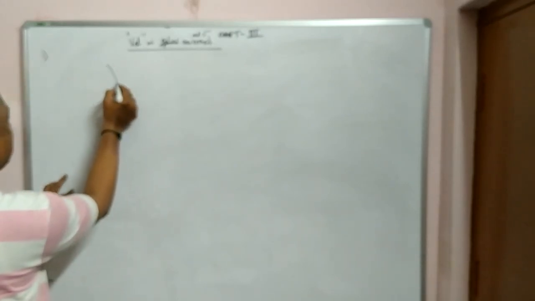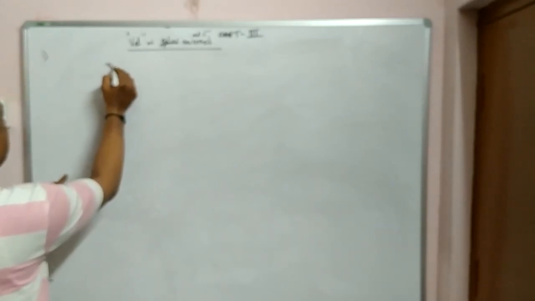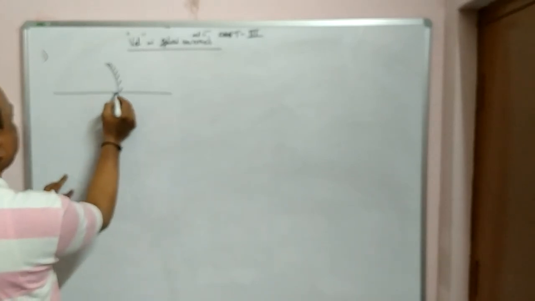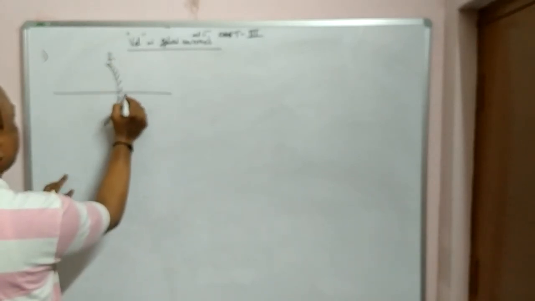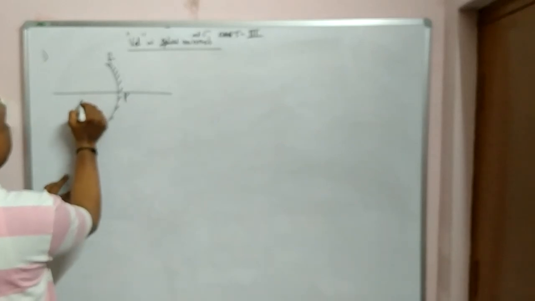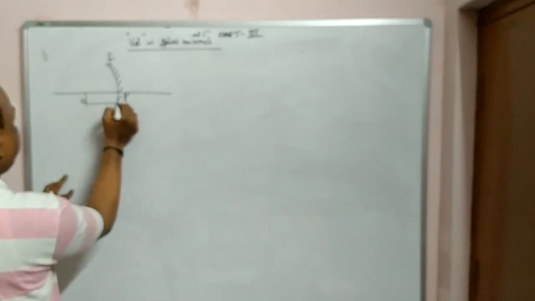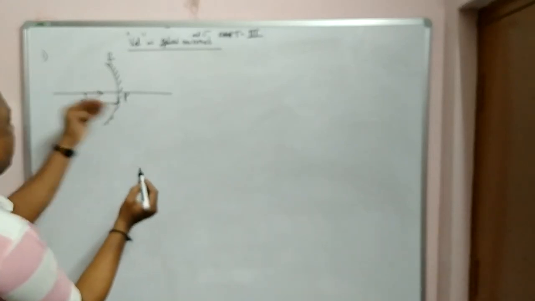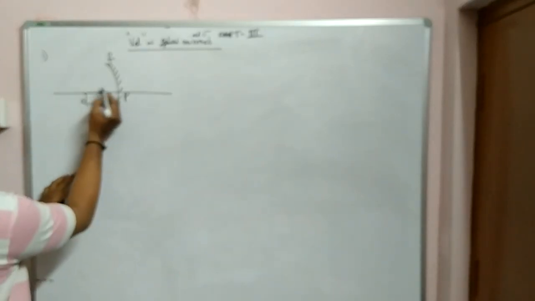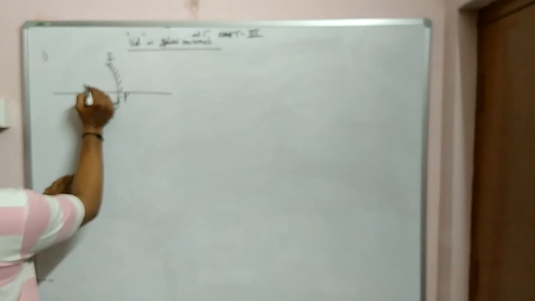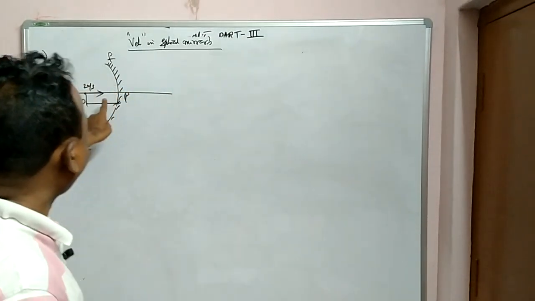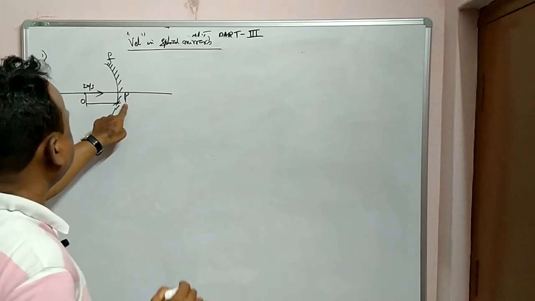Case 1, concave mirror. Okay, focal length will be given, pole, object distance will be given. And here object will be moving parallel to axis. For example, some velocity 2 meters per second. Object will be moving parallel. First one is parallel to the principal axis.